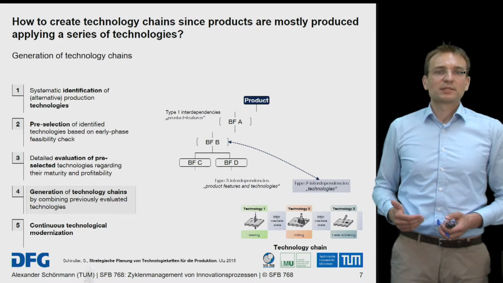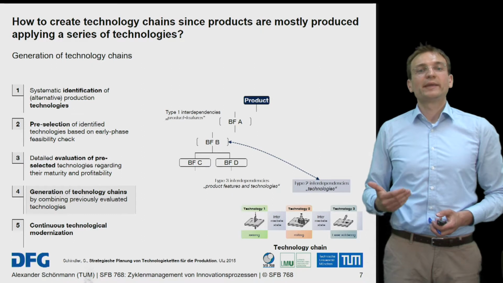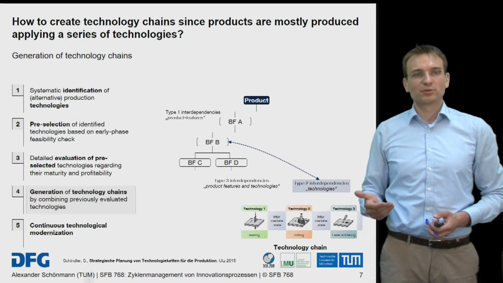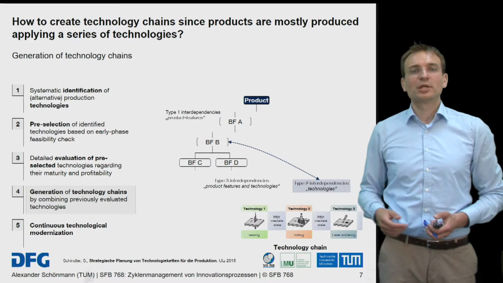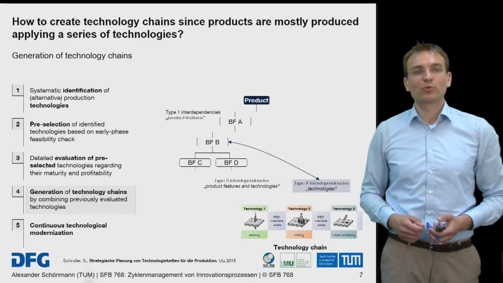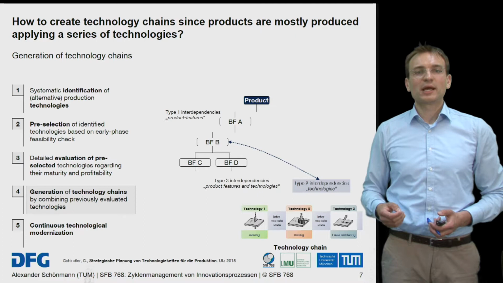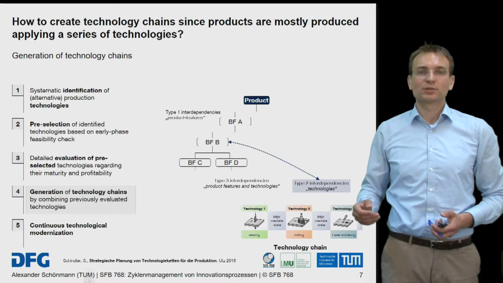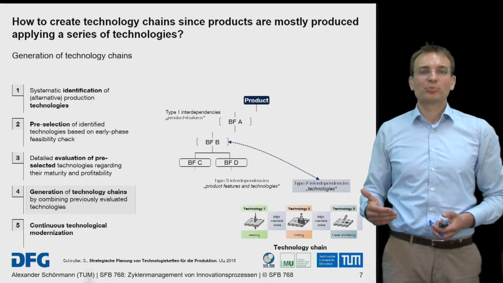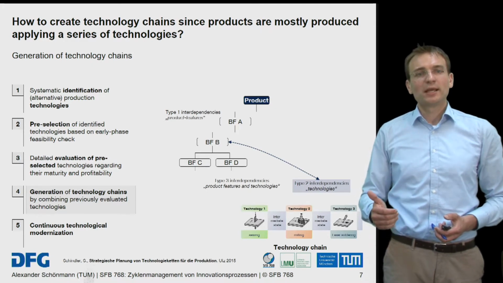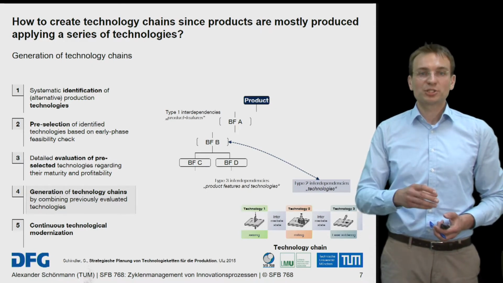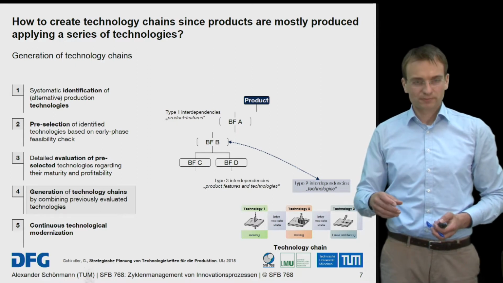Since products are mostly produced applying not one but a series of production technologies, so-called technology chains need to be generated and evaluated economically. Therefore, three types of interdependencies are taken into account: the interrelationship among product features, the interrelationship among technologies, and the interrelationship among features and technologies.